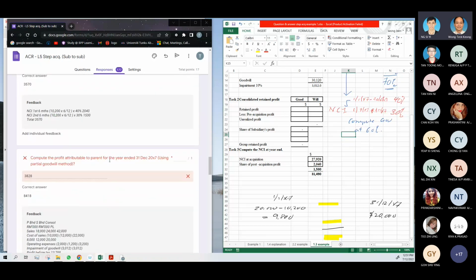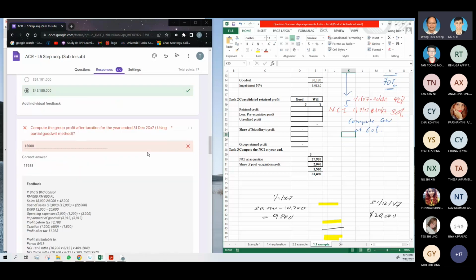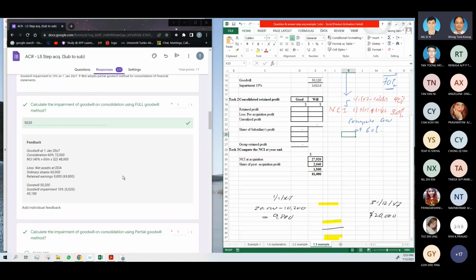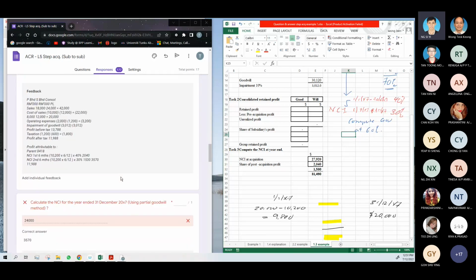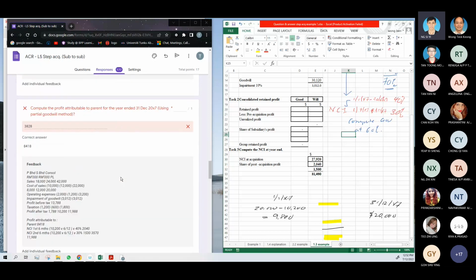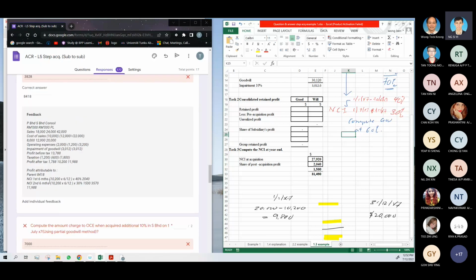So for profit attributable to the parent, you use the total profit here, and you minus the NCI. Like given here, 1198 is computed, you minus the NCI. So you get the balancing figure of 8418. It's given here, okay?